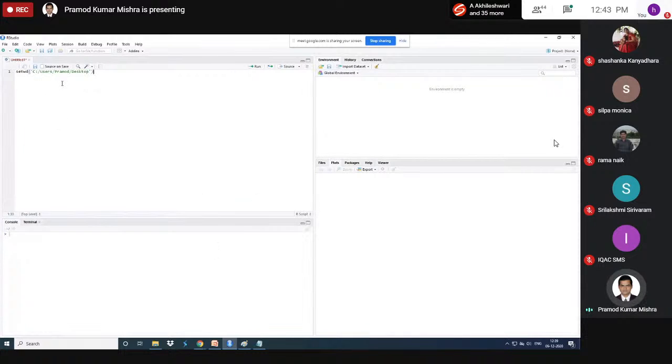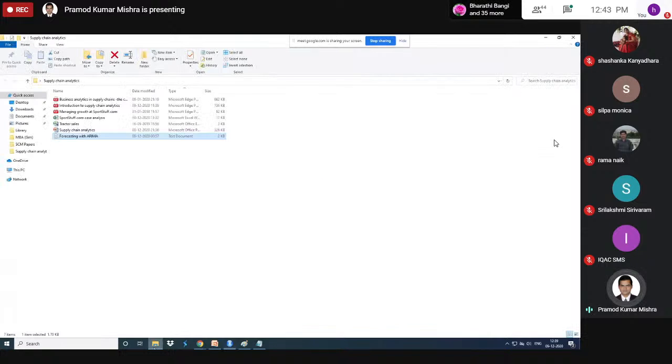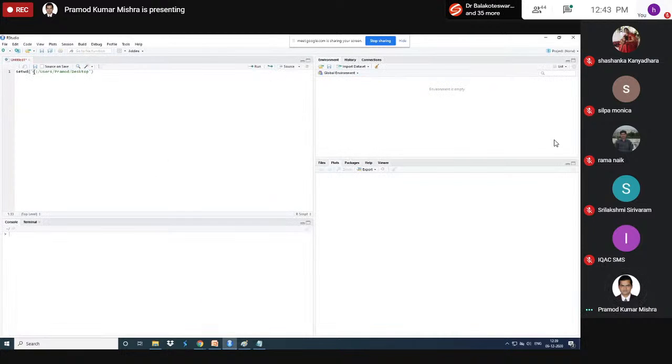Right now, I need to set the working directory. I need to read the data. Where is my data? Right, my data is here. So let me copy the path and paste the path here. You need to put the backward slash here. That's the rule. So you need to read the data from there, right? Now we run it. Okay, the working directory is set. That means I'm going to read the data set from there.